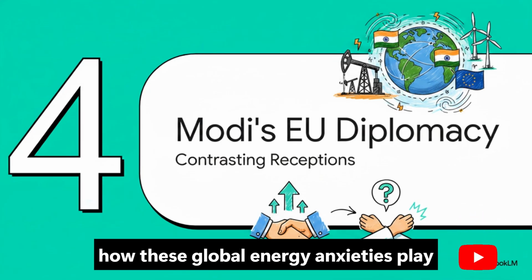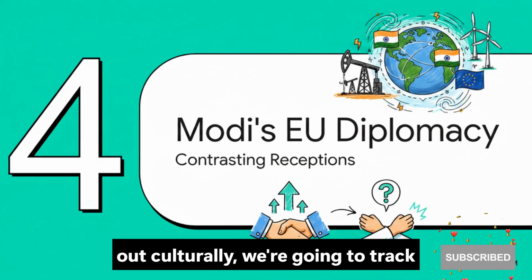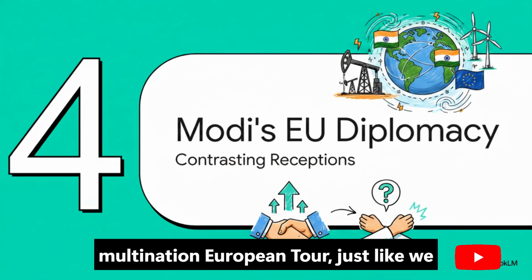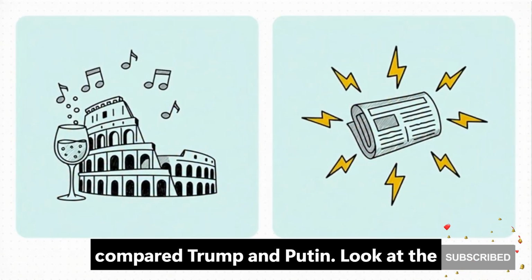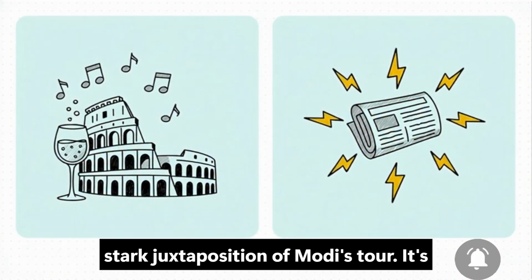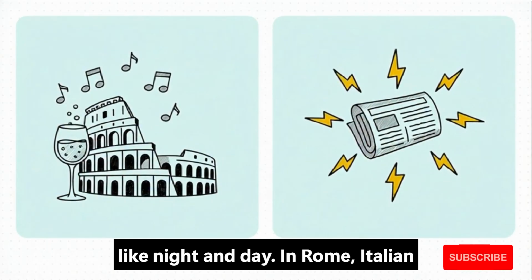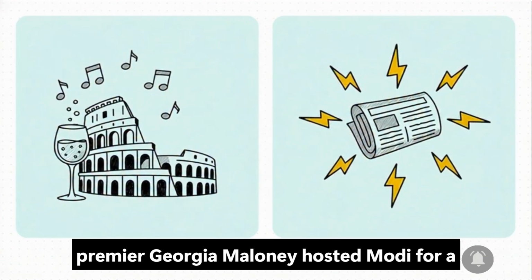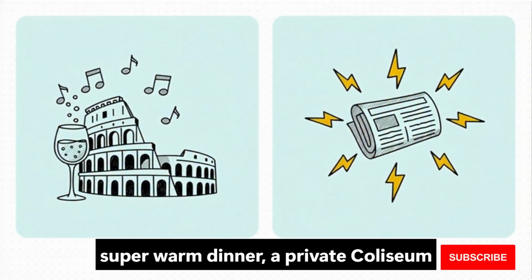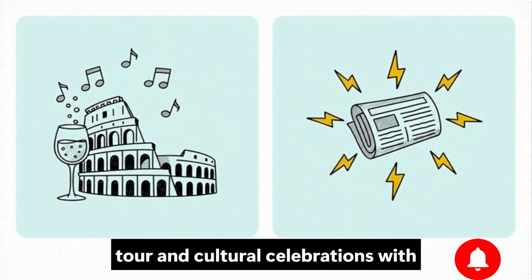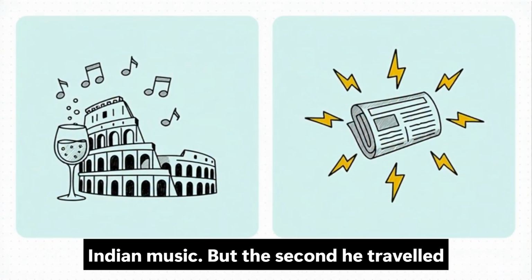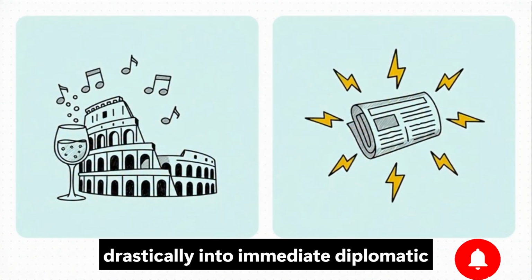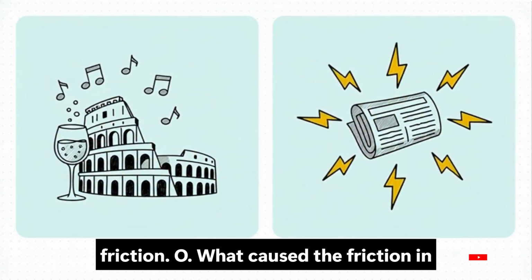To see how these global energy anxieties play out culturally, we're going to track Indian Prime Minister Narendra Modi's multi-nation European tour. Just like we compared Trump and Putin, look at the stark juxtaposition of Modi's tour. It's like night and day. In Rome, Italian Premier Giorgia Meloni hosted Modi for a super warm dinner, a private Colosseum tour, and cultural celebrations with Italian artists performing classical Indian music. But the second he traveled north to Norway, the atmosphere shifted drastically into immediate diplomatic friction.